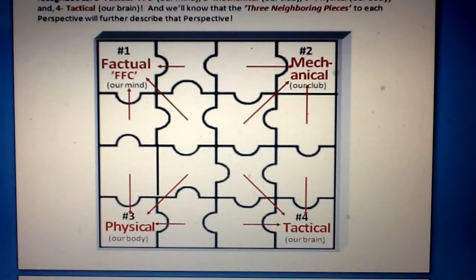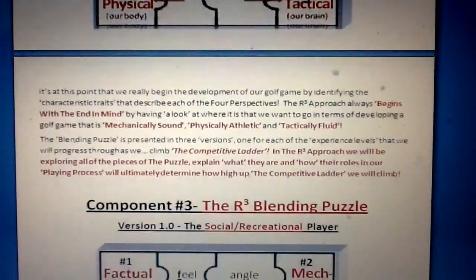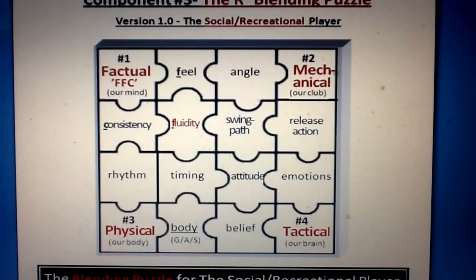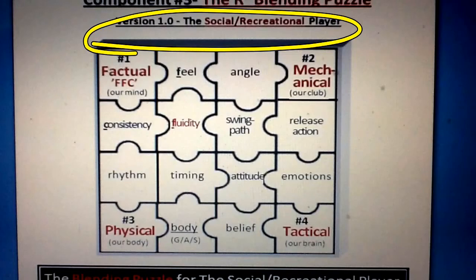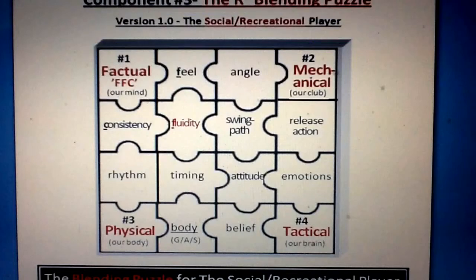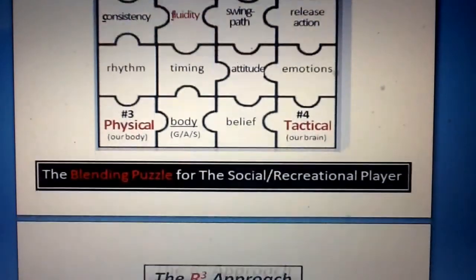As we're involved with this game, we're going to find that we'll climb through different experience levels, or different levels of players, as we refer to it in the R3 approach. The first level, which is version 1.0 of the puzzle, is the social recreational player. The social recreational player is relatively new to the game and does possess these 16 characteristic traits, but at this level, the 16 characteristic traits are just being introduced, in other words. And again, have a look at each one of the pieces neighboring each perspective, and it will begin to describe what that perspective has to do with, what it's all about.